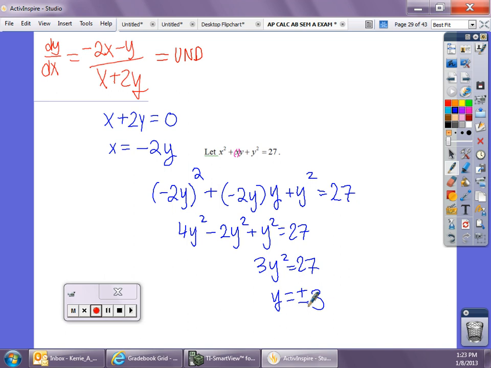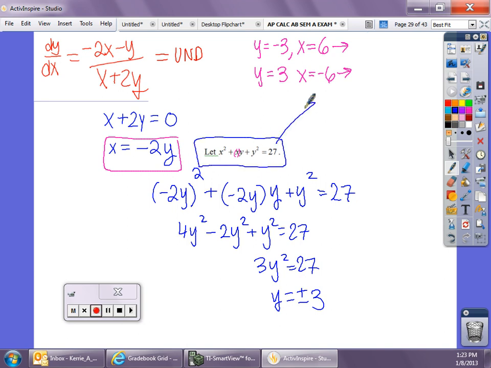If you remember, we had that x is equal to negative 2y. So if y is equal to negative 3, then x is equal to 6. If y is equal to positive 3, then x is equal to negative 6. And I wrote these backwards, so just be careful as I'm checking my points. My original is right here, and that's what I'm going to use to check my point.